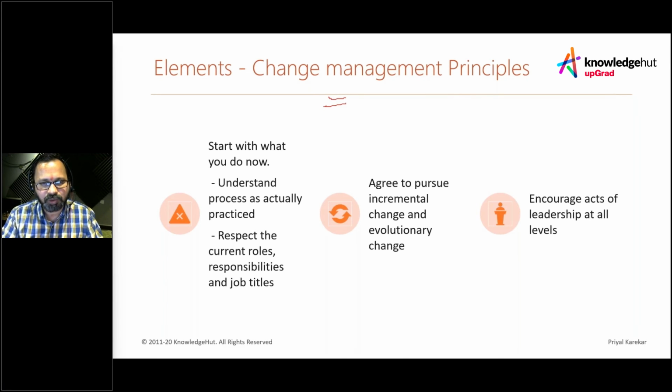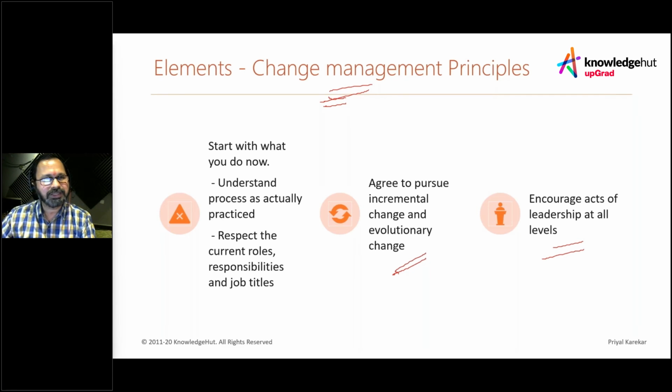You don't require to change anybody's titles. You don't require to have a PO. You don't require to have a Scrum Master. You just need to agree to pursue incremental change and evolutionary change. That is the change management principle which we work. We need to encourage the acts of leadership at all the levels.